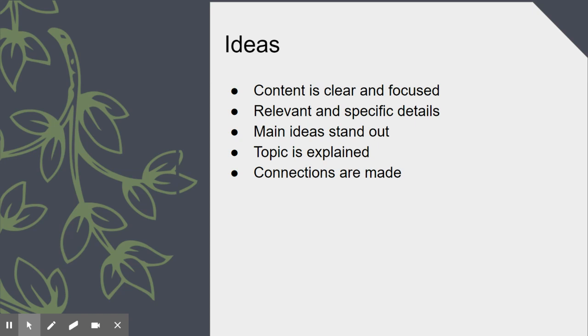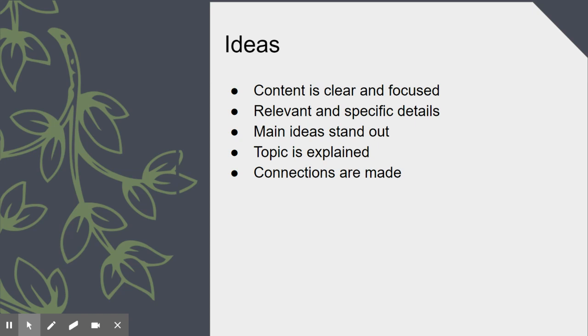When we're talking about clear and focused, we mean that I can tell exactly what you're talking about. If it's unclear and unfocused, I probably can't tell the point you're trying to get at. Next, we also want to make sure our ideas are relevant and contain specific details. If the material is irrelevant, it's completely off topic, it's not pertaining to what we're writing about. We want to make sure the details are specific rather than generalized. We want to make sure we're being as specific as possible.